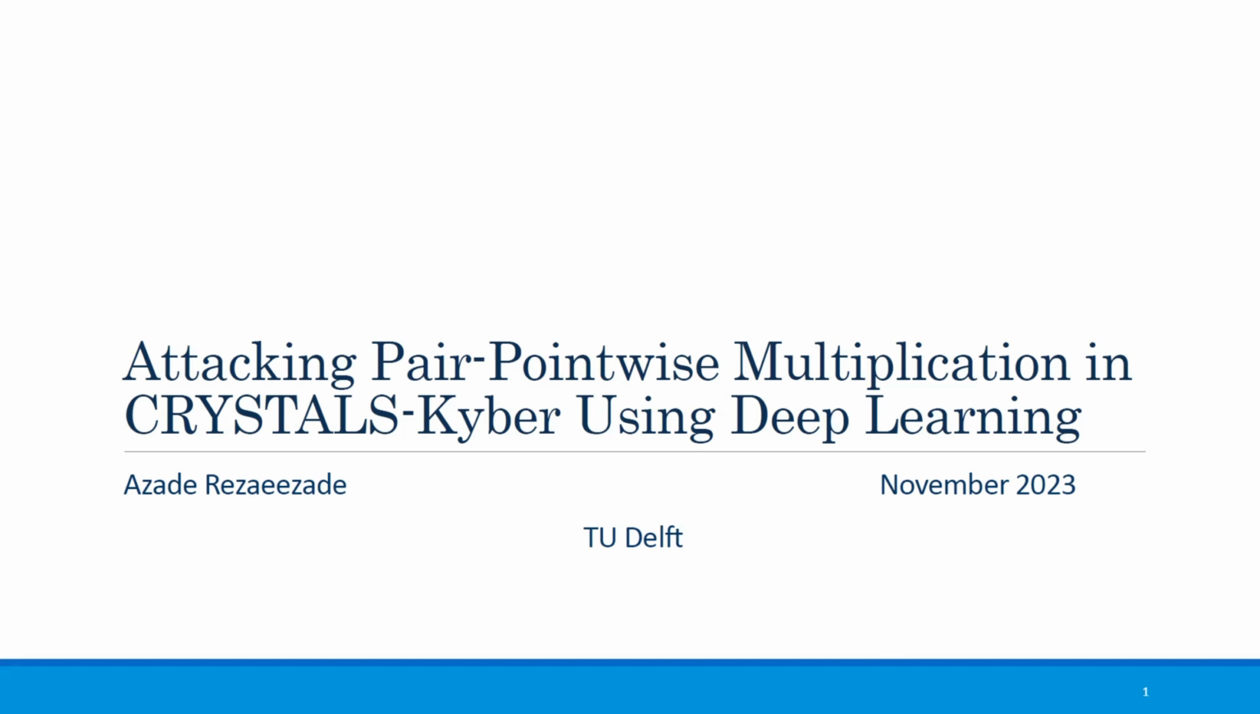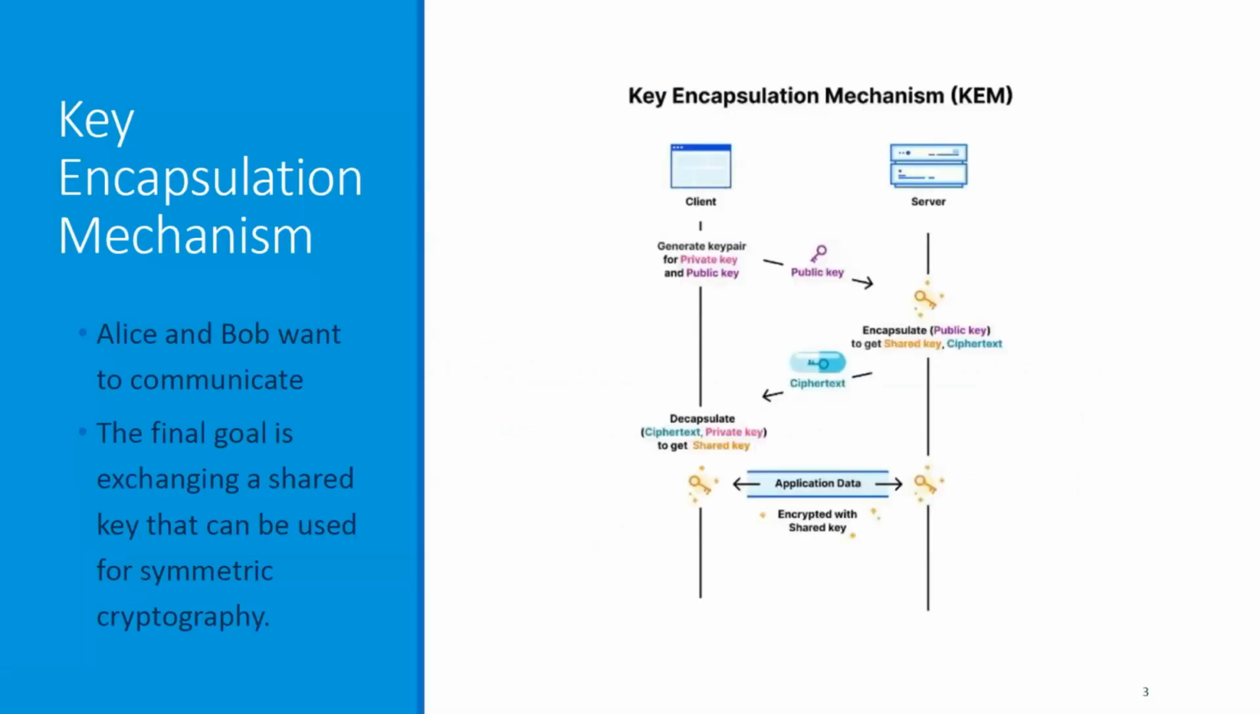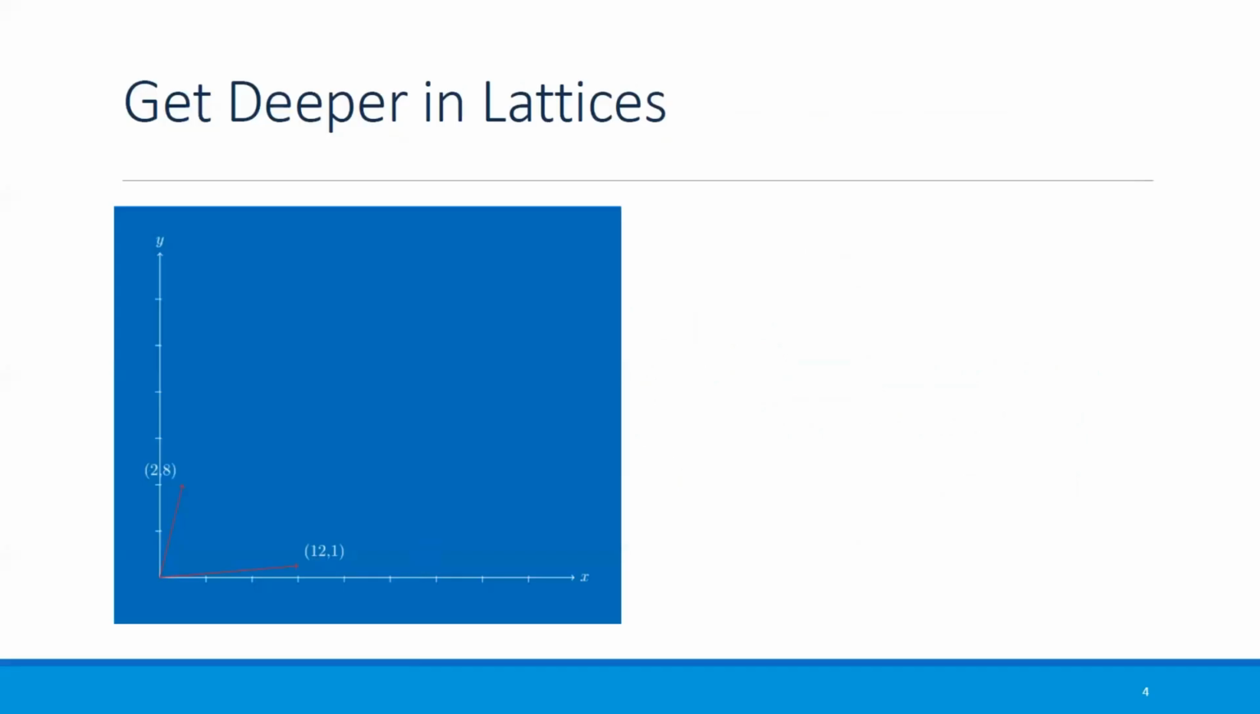So I am Azad, and I'm going to talk about attacking pair-point-wise multiplication of CRYSTALS-Kyber using deep learning. Thanks to all the gentle introductions and talks today and yesterday, I think I can skip the introduction. Maybe just a simple reminder that Kyber is a key exchange mechanism, and maybe a quick wrap-up about lattices.